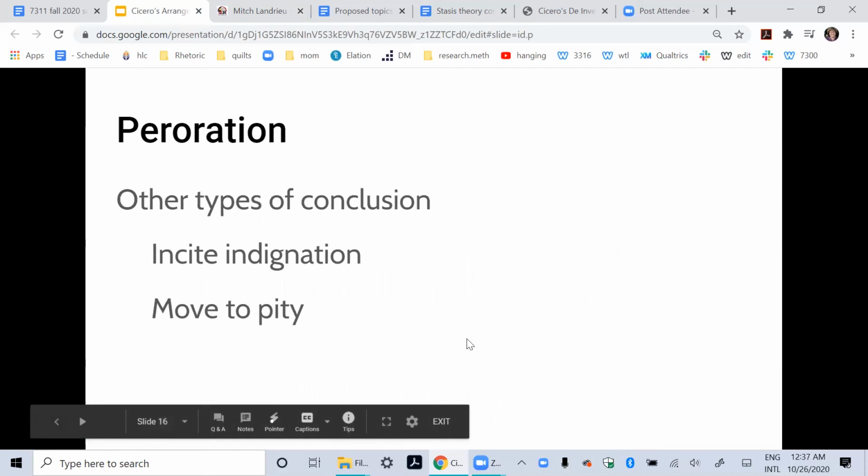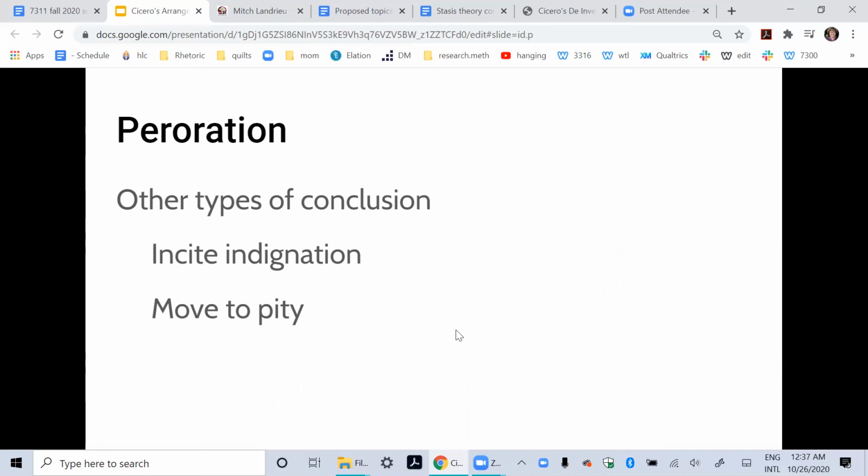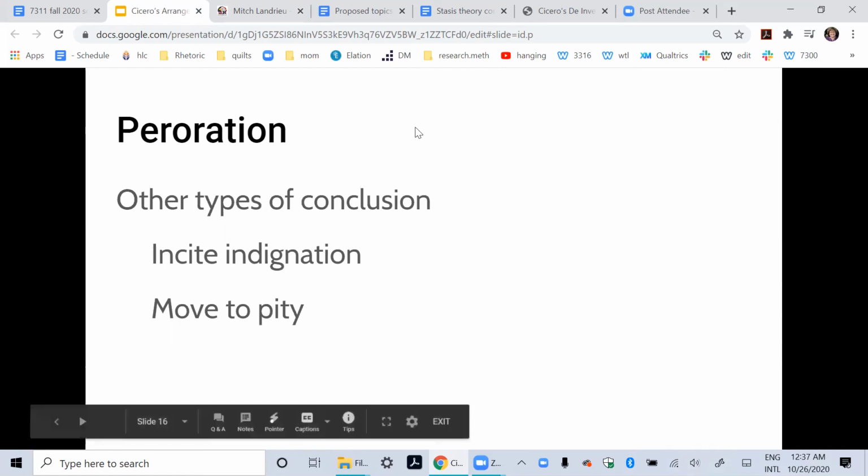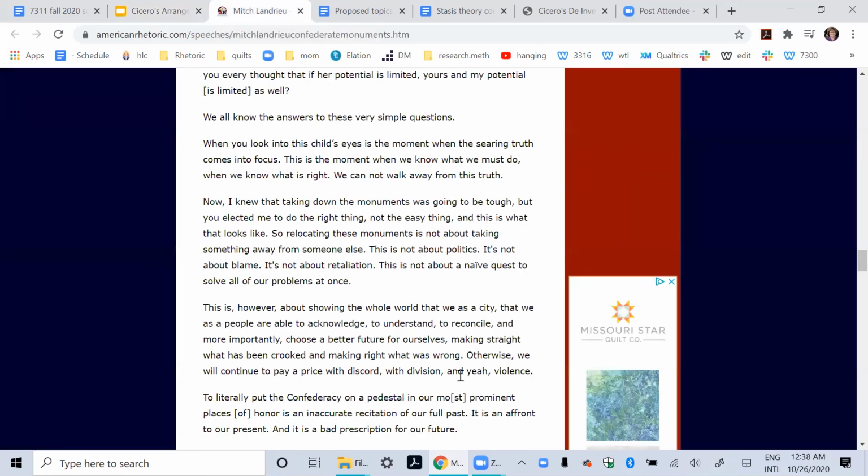There are other types of conclusions. One, he says, is to incite indignation, and the other is to move to pity. Both of these are to, I think, motivate people to action. And we all know the way in which movies provide these sort of stirring conclusions to movie speeches. And you know that it's a stirring conclusion because the music sort of swells and gets large. And you can hear that sort of perorating in Landrieu's closing.